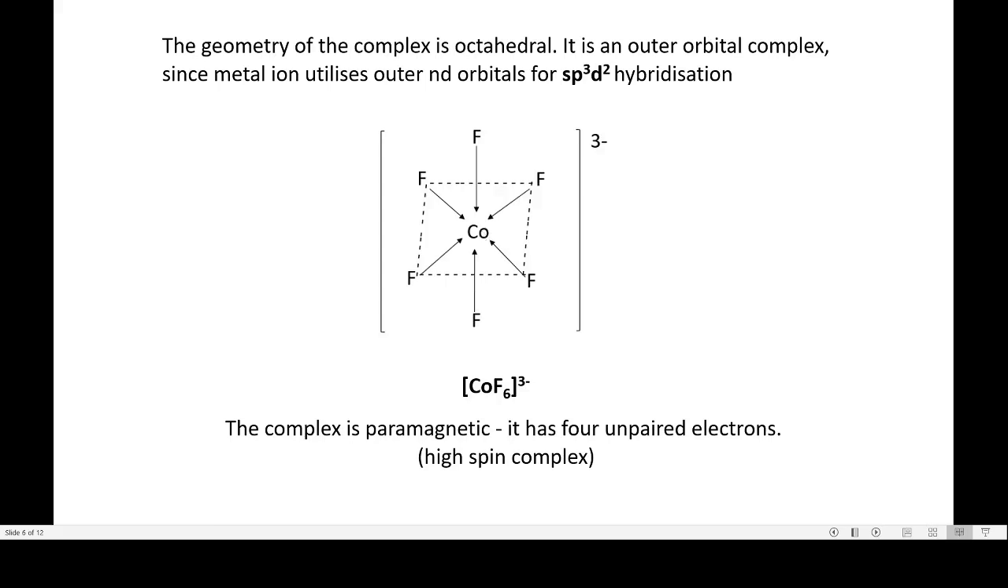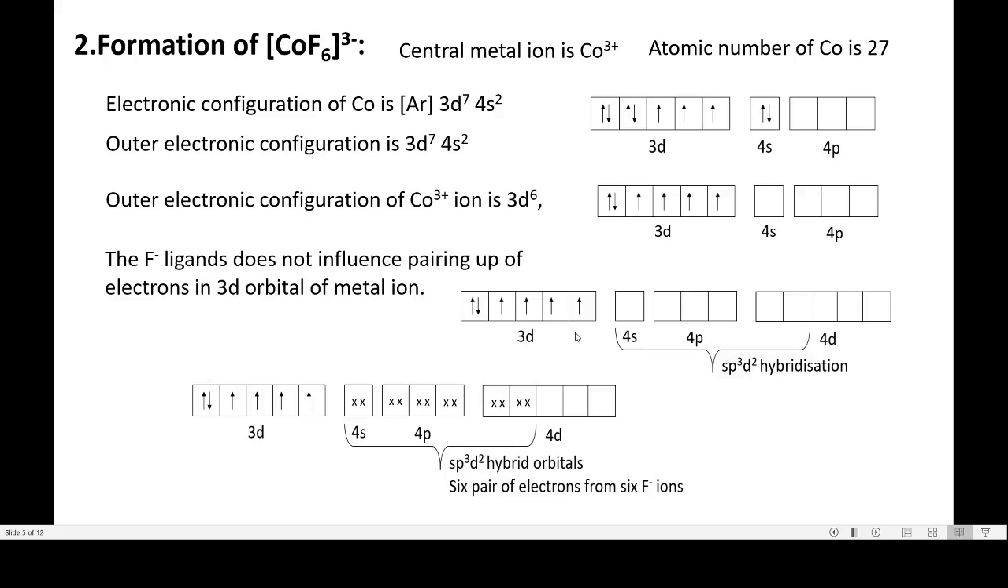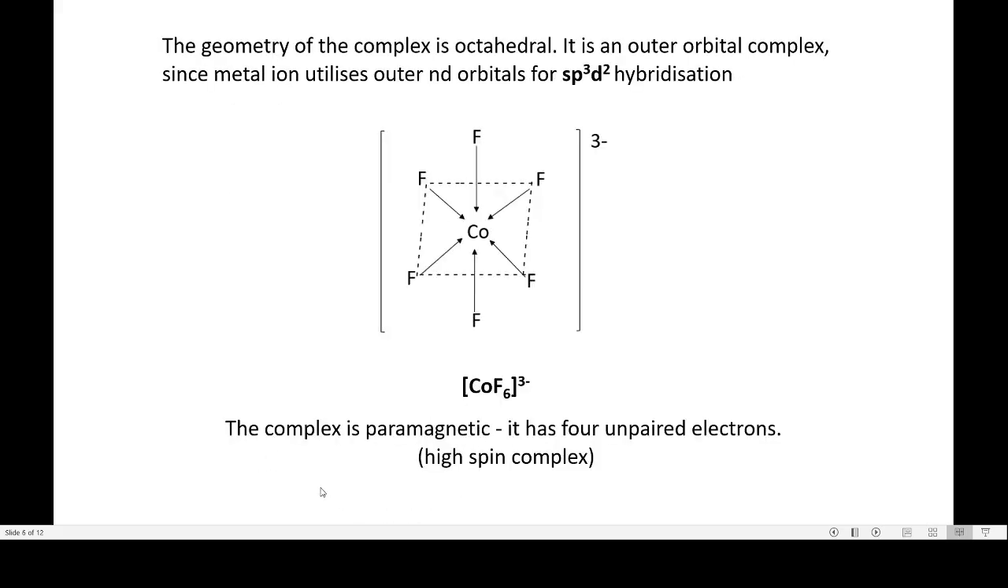So the complex is an outer orbital complex since it utilizes outer nd orbitals for hybridization. Also, in this there are 4 unpaired electrons. So the complex will be paramagnetic in nature. Also, it is a high spin complex.